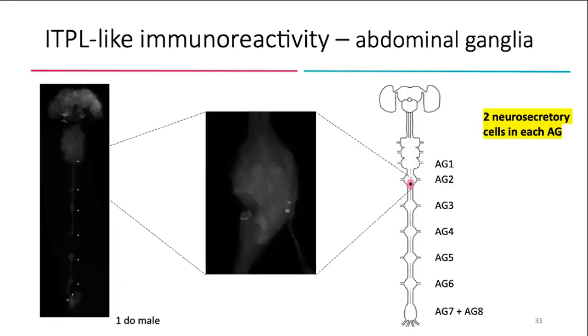ITP-like immunostaining was also observed in 1 pair of neurosecretory cells located medial-posteriorly on each abdominal ganglia. So abdominal ganglia 1 through 7. And this image over here is representative of the 2nd abdominal ganglia.